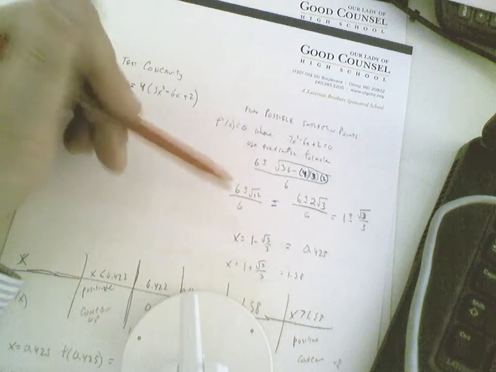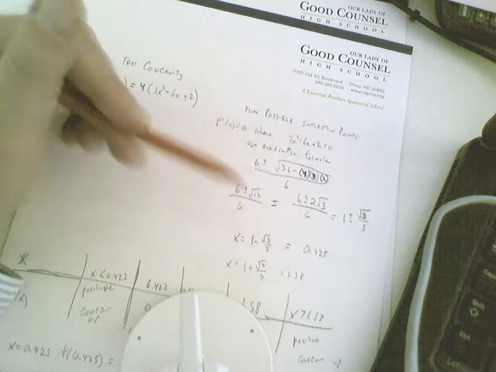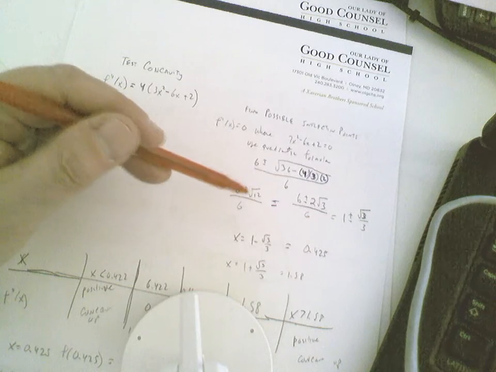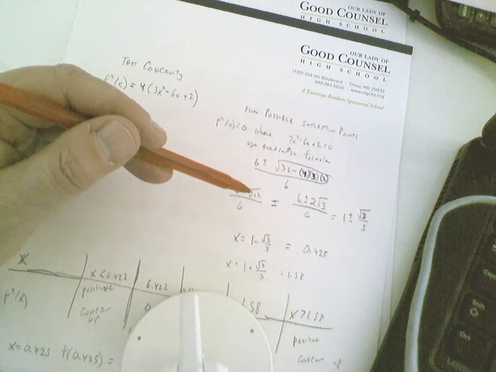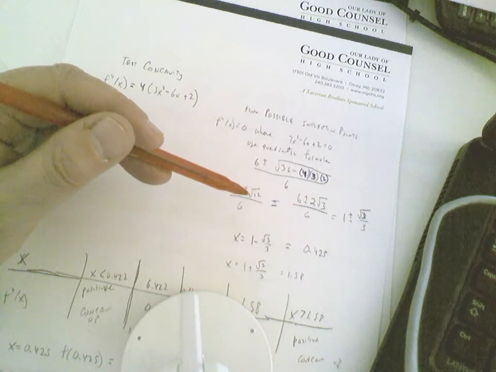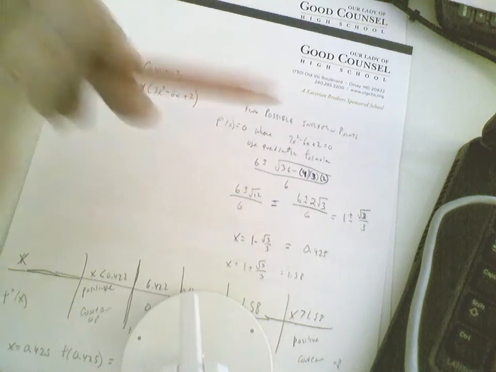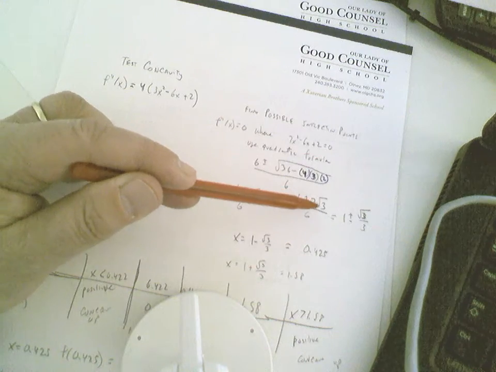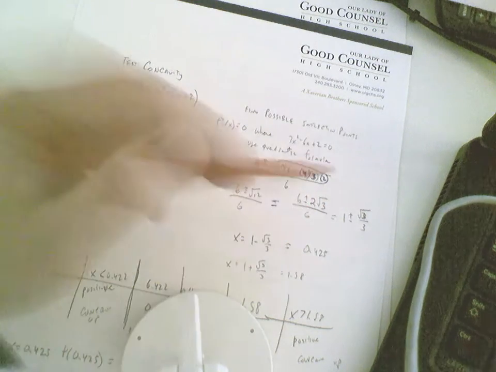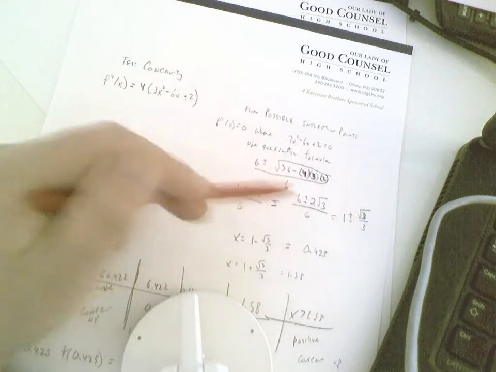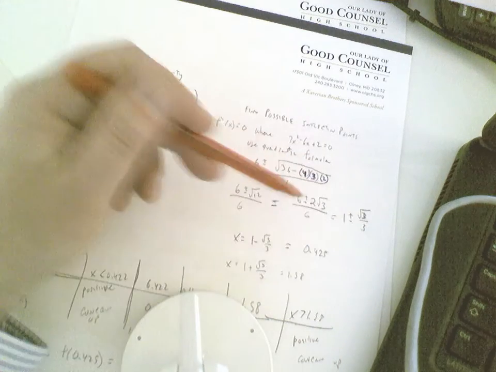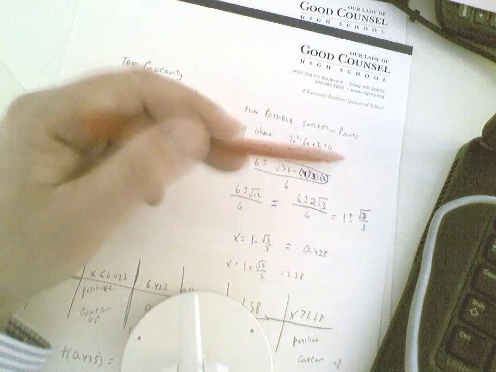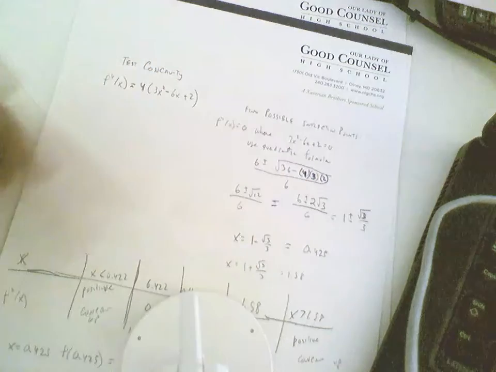So I'm going to have 6 plus or minus the square root of 12 over 6. Square root of 12 is square root of 4 times square root of 3, or 2 times the square root of 3. I'm going to be left with 6 plus or minus 2 times the square root of 3 over 6. 6 over 6, the first fraction, is 1, plus or minus 2 times the square root of 3 over 6 becomes the square root of 3 over 3.